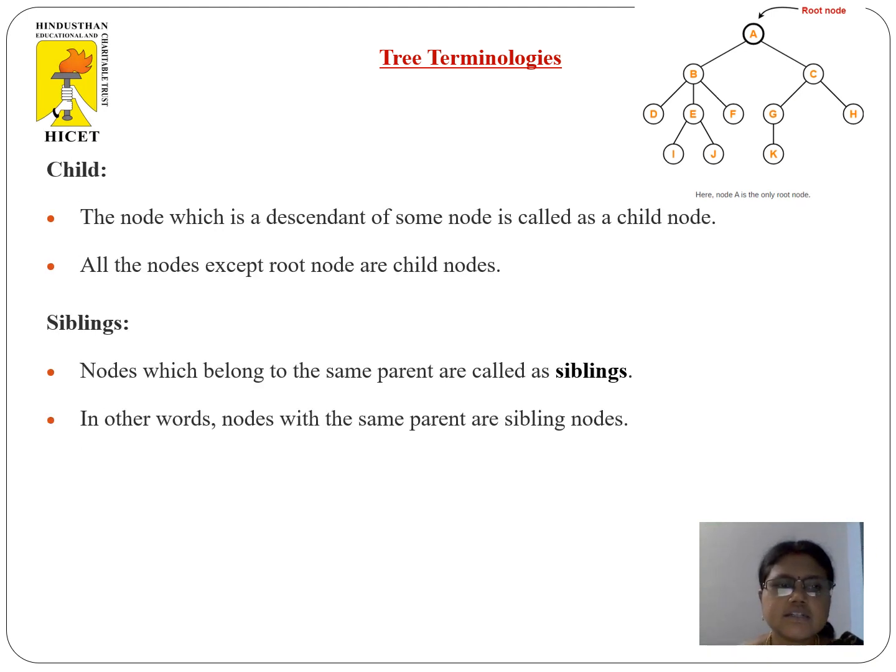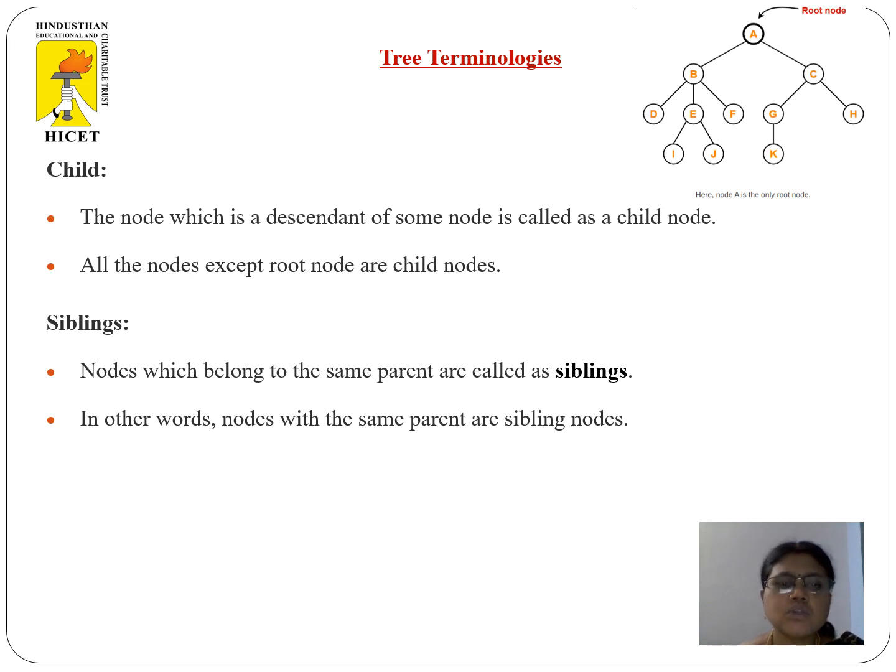The next term is child. The node which is a descendant of some node is called a child node. All the nodes except root node are called child nodes because root is the originating node. So the root node cannot be termed as a child node. It is the parent node.